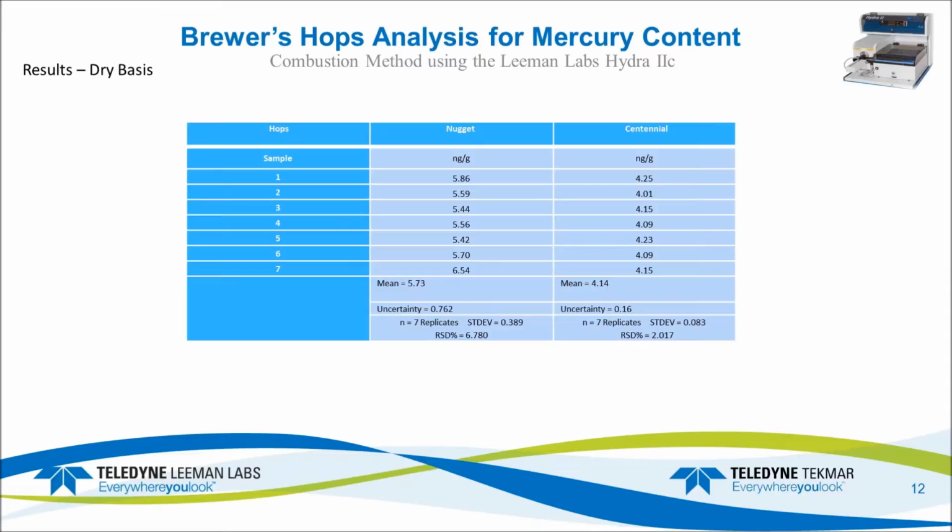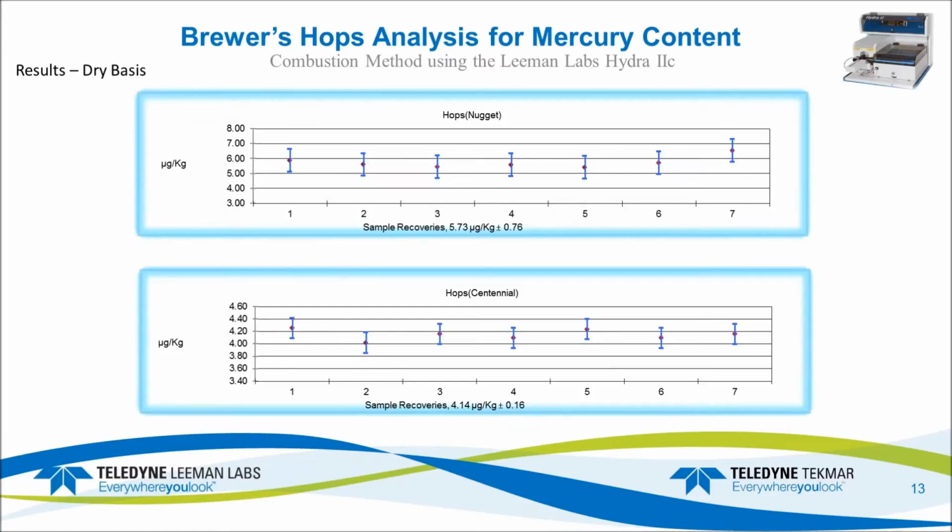It was much better on the Centennial hops. Overall, the actual concentration was extremely low for mercury in the hops. And here is just a graphical look at it, much easier to read the concentrations and recoveries.